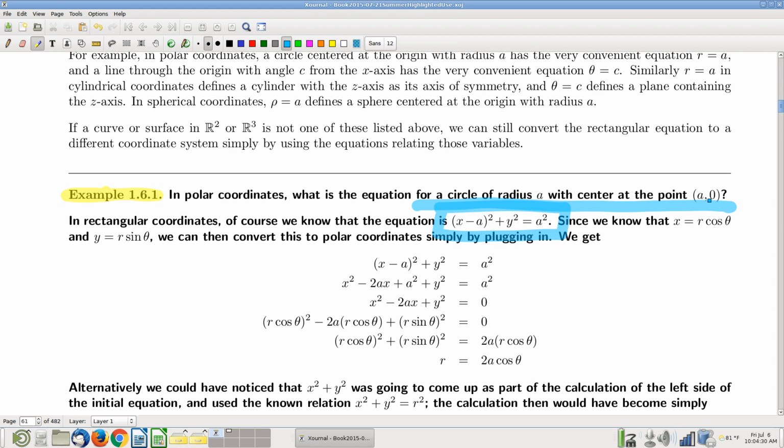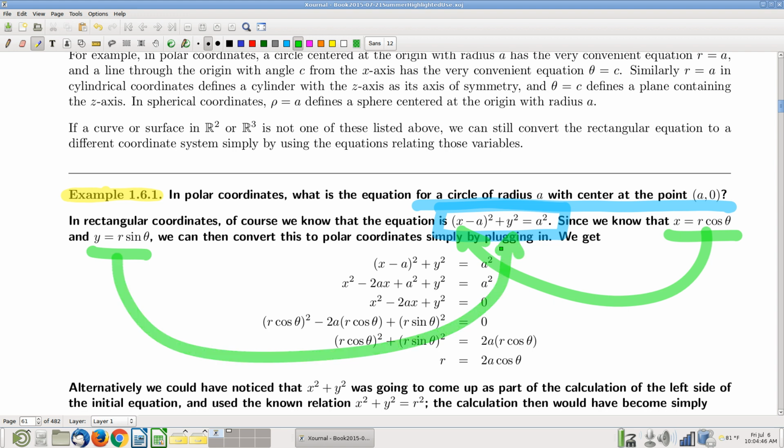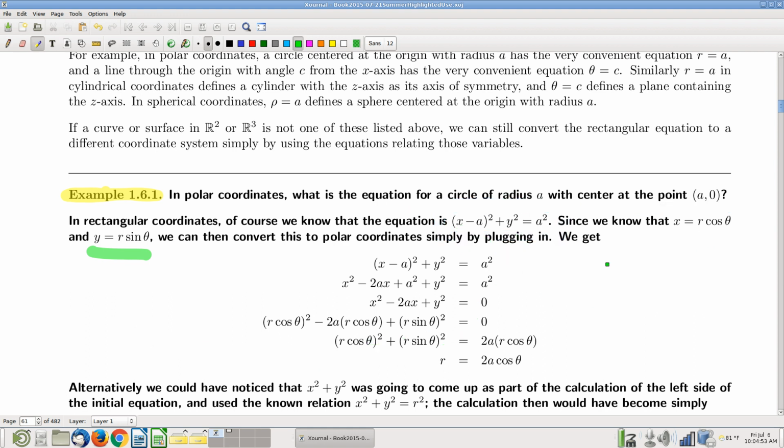And this is pretty much a matter of plugging in. Literally what I'm going to do is take these existing formulas. I know that x is r cosine theta. I'm just going to shove that into there. And I know that y is equal to r sine theta. I'm going to shove that into there, and then just multiply it out. Okay. So it's pretty straightforward.